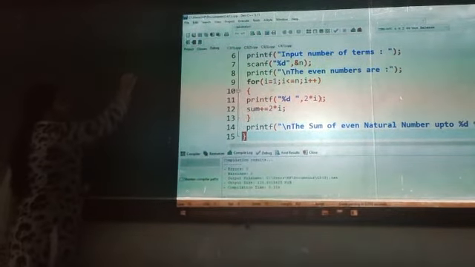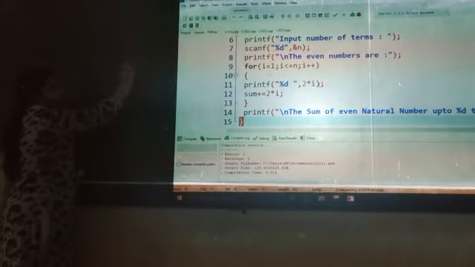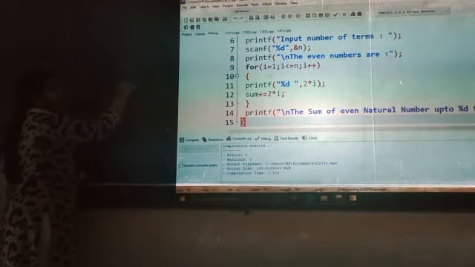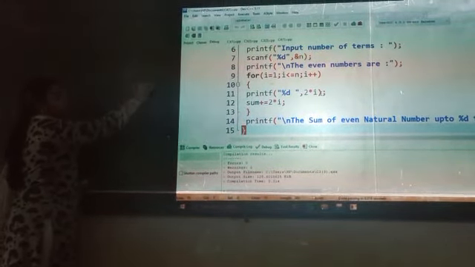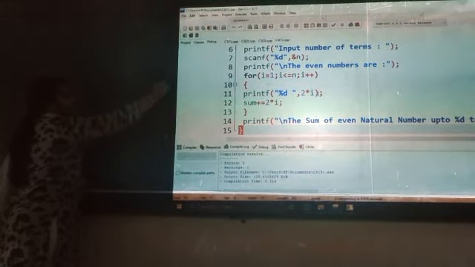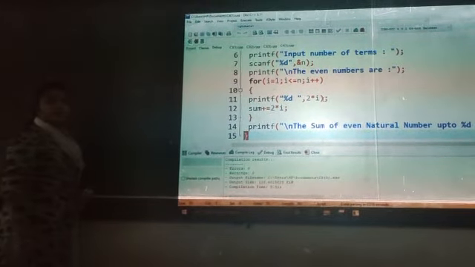For i equal to 1, what gets printed? 2 into i is what? 2 into 1. So 2 gets printed.